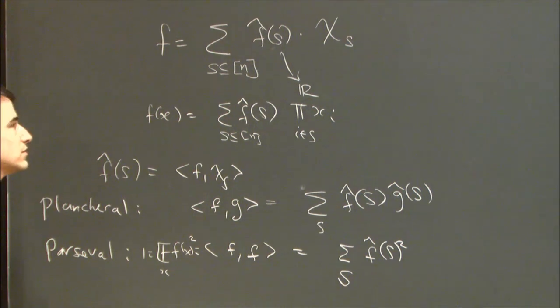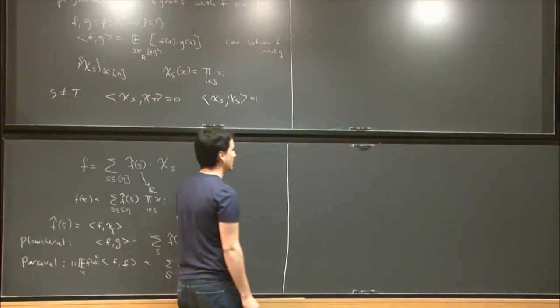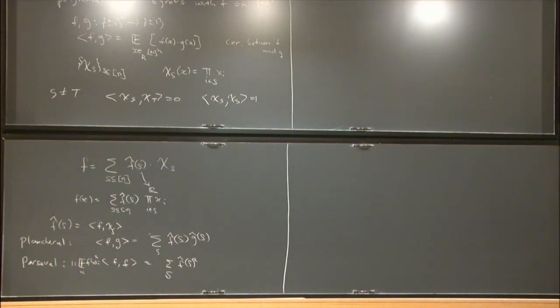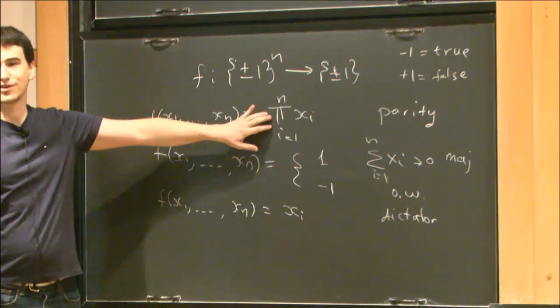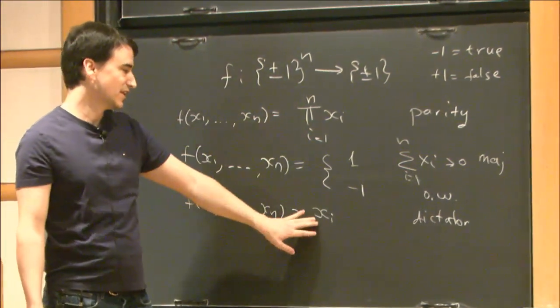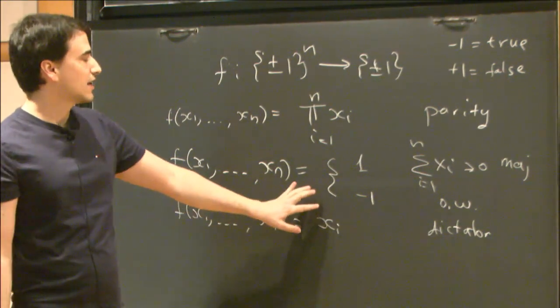Okay, so maybe let's see an example of how the Fourier expansion looks on, let's say, these things. First, for the parity function, it is already given. This is the Fourier expansion. It is just this monomial. For the dictator, it is also given. This is this thing. For the majority, it is slightly more complicated.